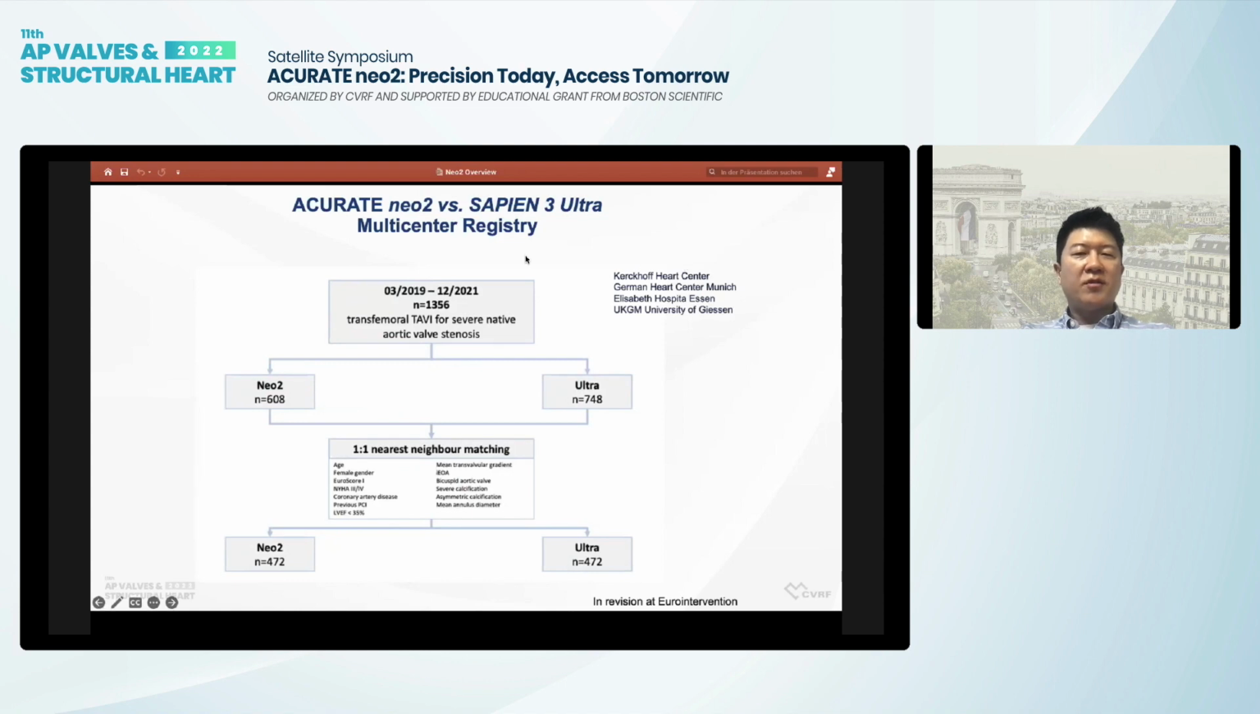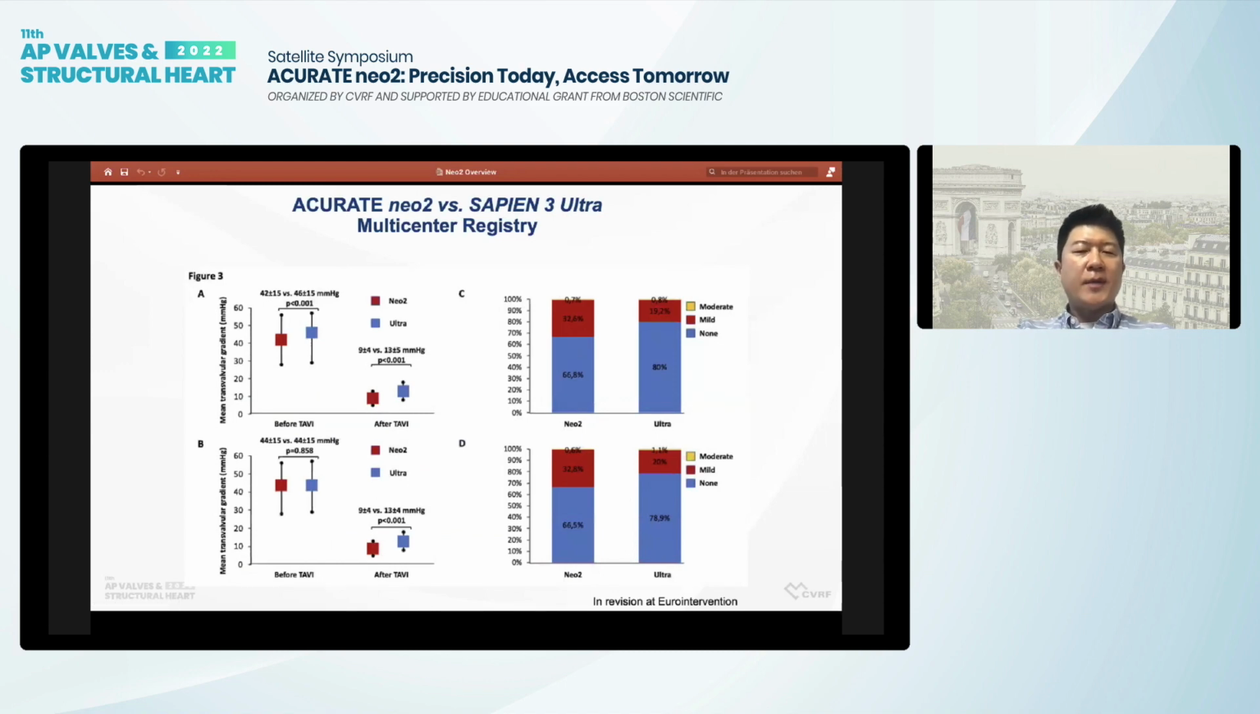We also performed a comparison with the SAPIEN 3. You can see this is a vast number after propensity matching, 470 patients in each group. And here you can see the results after matching. Of course, we didn't treat the extremely calcified patients with the Neo, but we had severely calcified patients in both groups, and you can see that PVL rates before and after matching were similar. Of course, there were less mild PVL rates with the Ultra, but what has been shown before already, the gradient was lower when using the Neo2 versus the Ultra, 9 versus 13 millimeters of mercury, both before and after matching, which is due to the supraannular design.